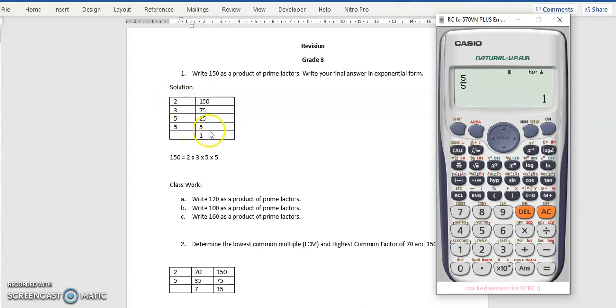You don't include 1. Why? 1 is not a prime number. What is a prime number? A number that has 2 factors, 1 and itself. Alright. Now if you check, 1 doesn't have 2 factors. It has only 1 factor. It's 1 and 1. So we don't consider it as a prime number. So we don't include it here. Are we together? So you do this classwork for me.